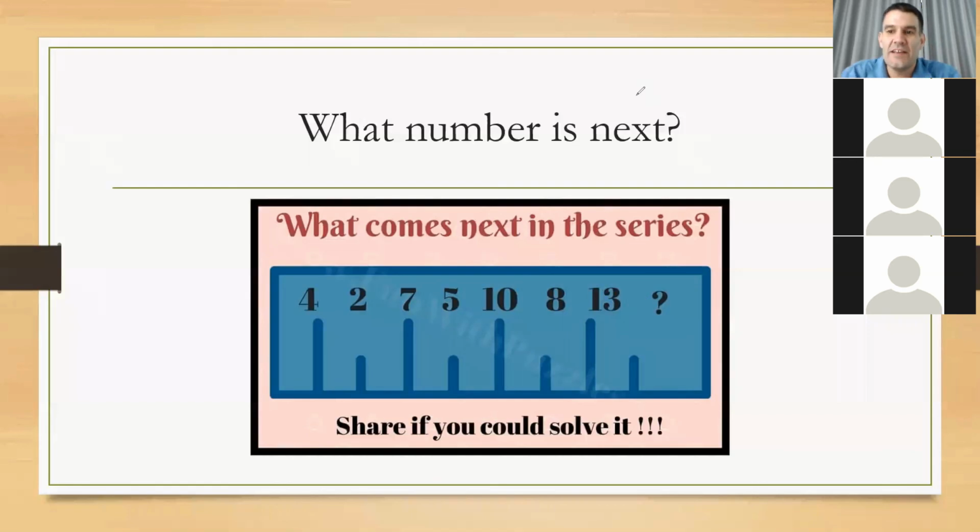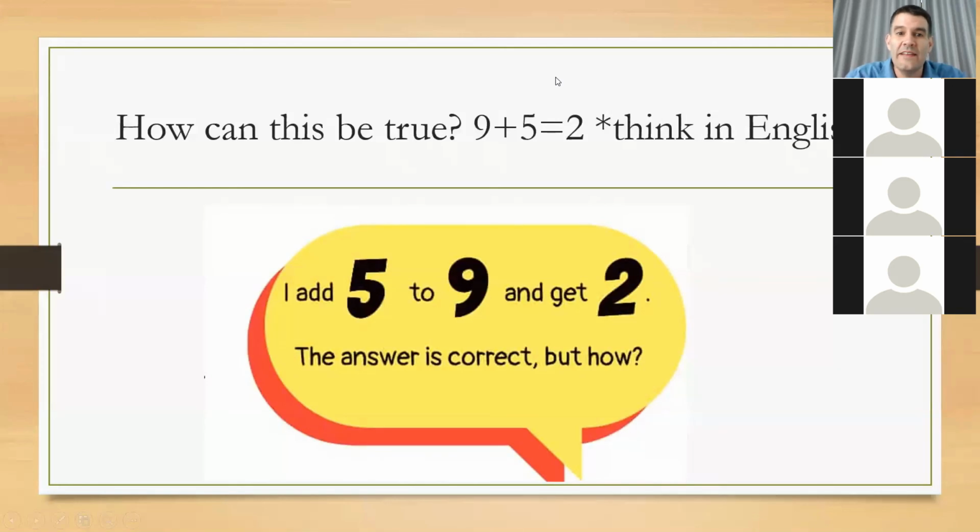Okay, seeing how you are so good, I will give you one more that I think is more difficult because you guys are too good, gang. Okay, one more. How can this be true? 9 and 5 are 2. If you start with 9, you add 5, and you get 2.